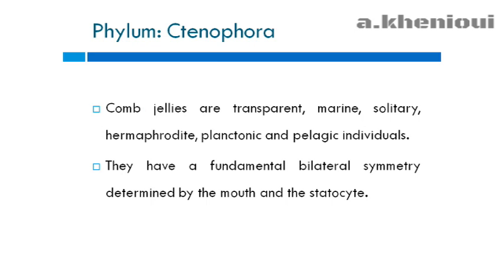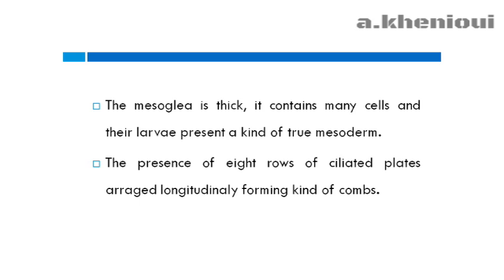Another diploblastic phylum is Ctenophora. Ctenophora are comb jellies. They are transparent, marine, solitary, hermaphrodite, planktonic, and pelagic individuals. They have a fundamental bilateral symmetry determined by the mouth and the statocyst. Their mesoglea is thick. It contains many cells, and their larvae present a kind of true mesoderm. They are characterized by the presence of 8 rows of ciliated plates arranged longitudinally forming kind of combs.